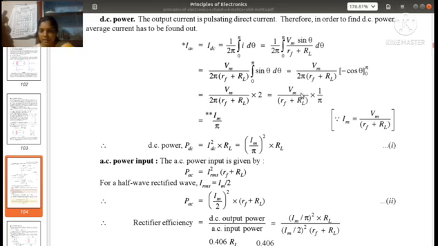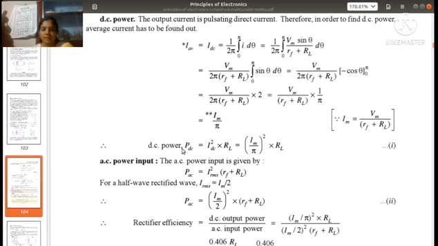So this Vm by Rf plus RL is nothing but Im. We can represent this as Im, since Vm is the amplitude of the input AC supply, and Vm by Rf plus RL can be represented as Im, the maximum current. So this is Im by pi.